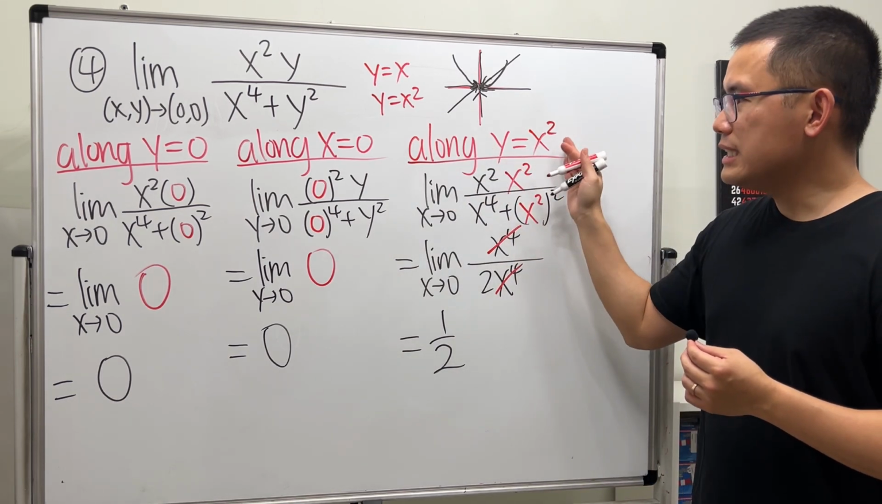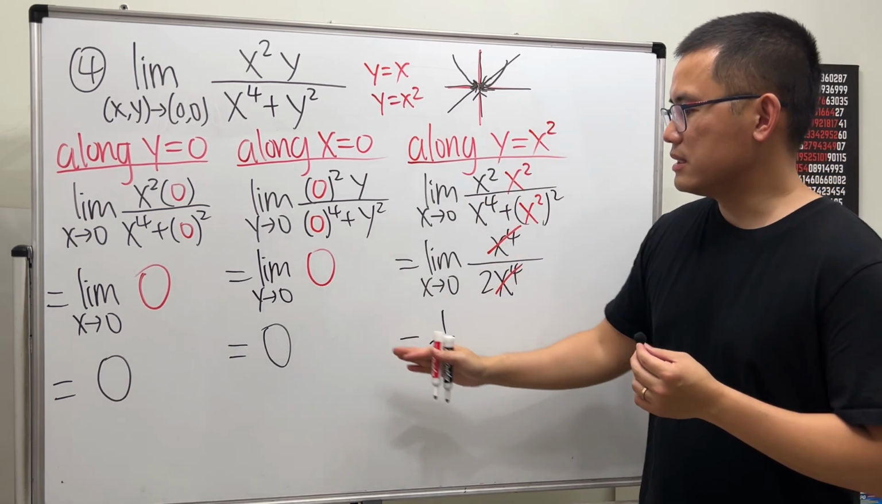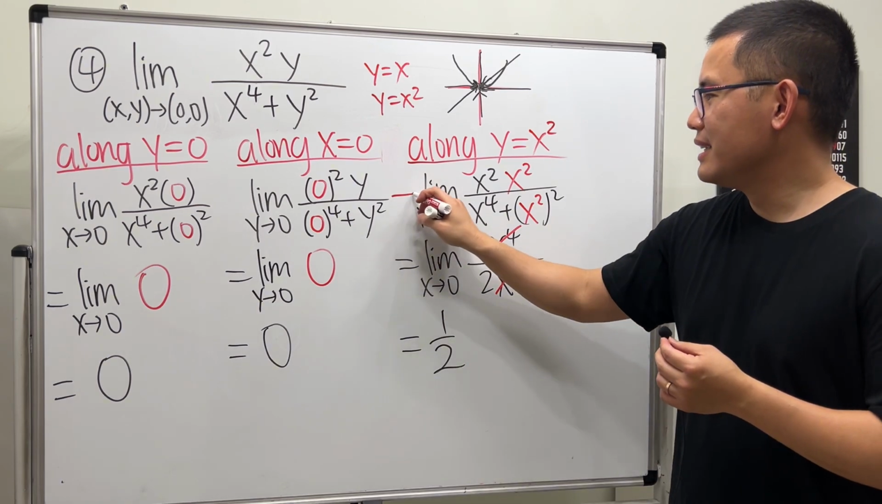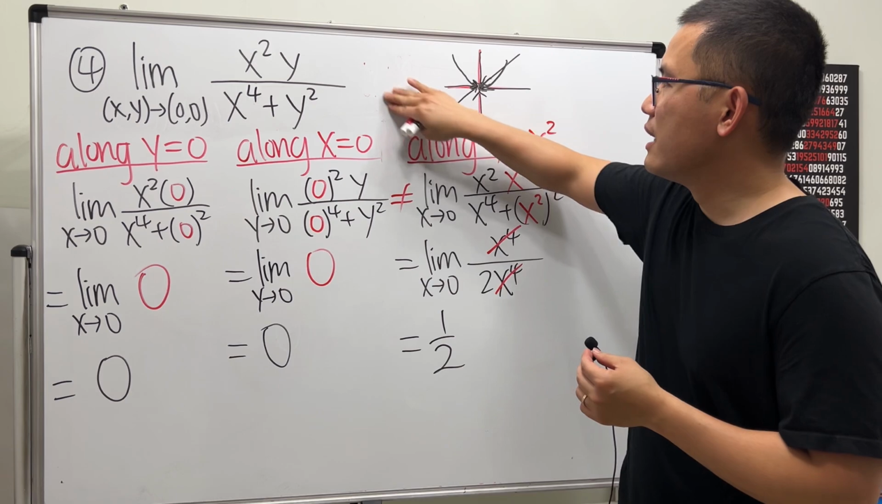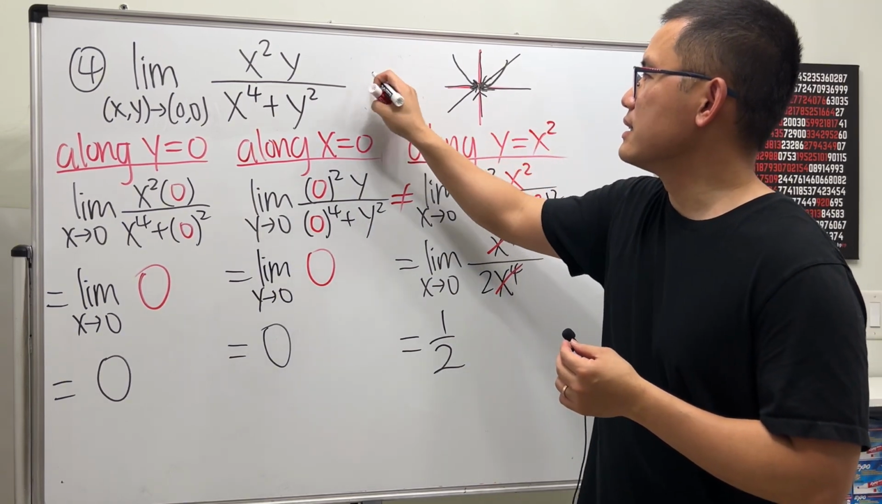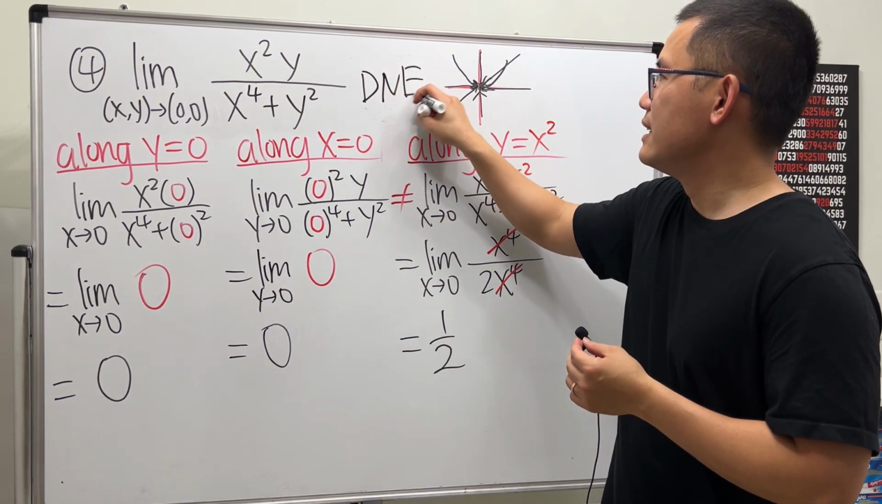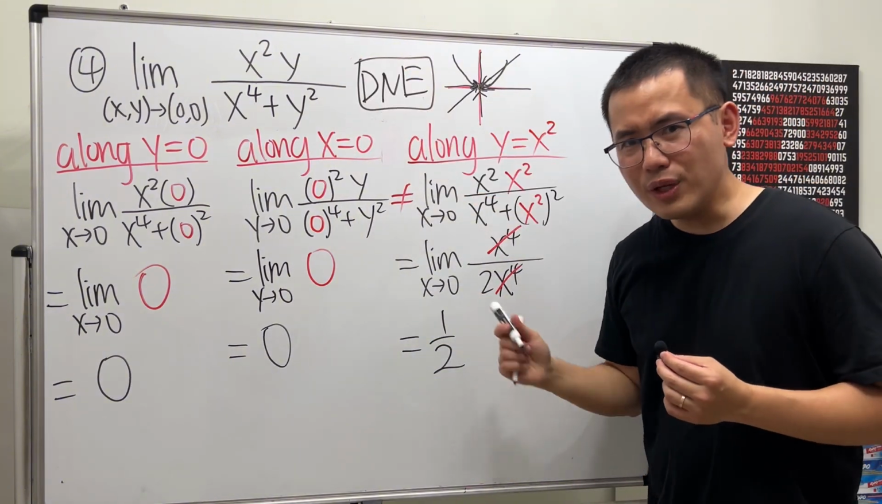So along this path, this limit is different than that limit. So you can just say this limit and that limit are different. Therefore, we can come here and say this limit right here does not exist. And then we're done.